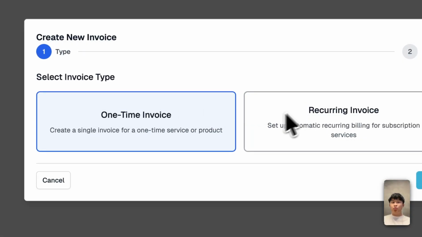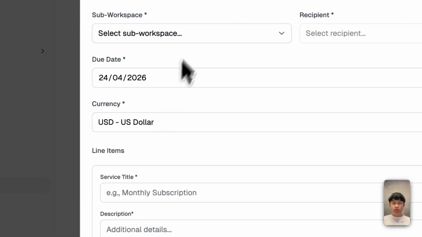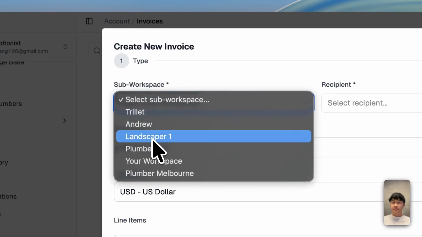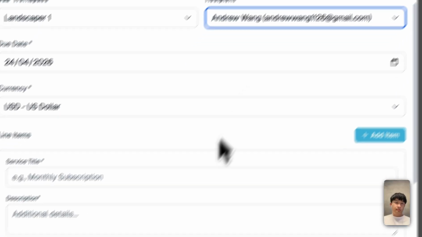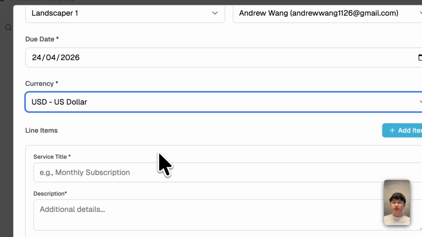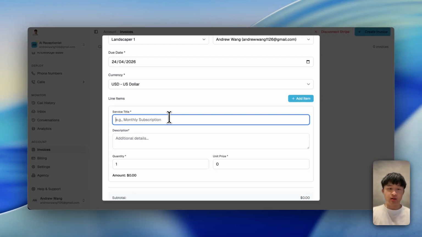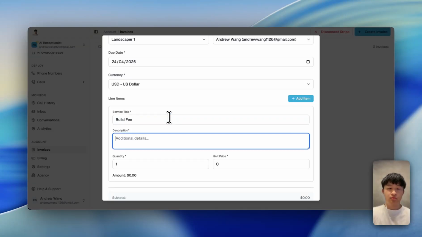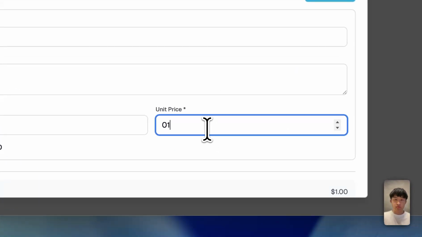You can connect one of two types of invoices. One is a one-time and then the other one is a recurring. They work in the same way. So what you want to do is select your sub-account that has received the master Stripe toggle. You can then select the due date as well as the currency that you'd like to pick. You can then specify what product that you'd like to give them. So it could be build fee, and you can charge $1,000.